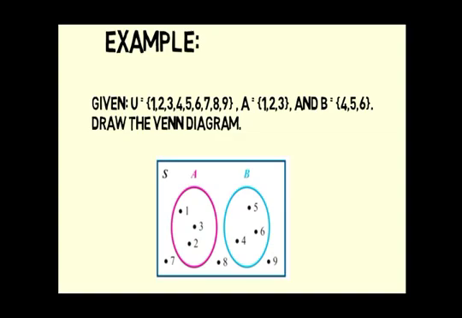Look at the members of set A and set B. The members of set A are 1, 2, and 3, and then the members of set B are 4, 5, and 6. No members are the same between set A and set B, so the curves are separated from each other.